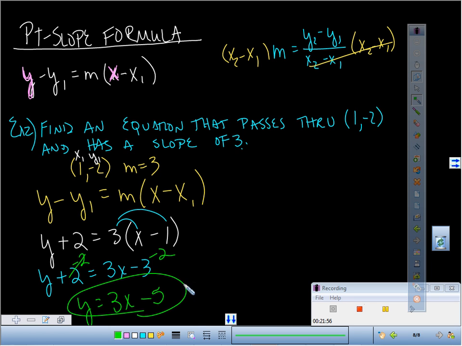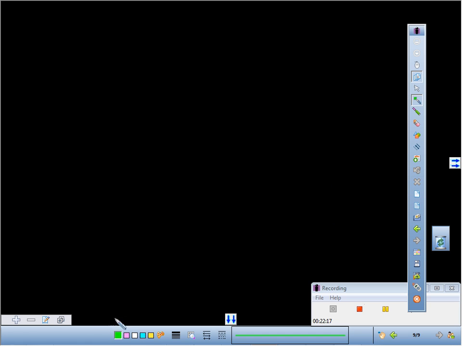So it's negative 5, so y-intercept. Yes, that's the y-intercept. This is called the slope-intercept form. y equals mx plus b, and this is my slope, and this is my y-intercept. It's the way we graph 9 times out of 10. Okay, so I'm going to show you another formula. It's called the two-point formula.